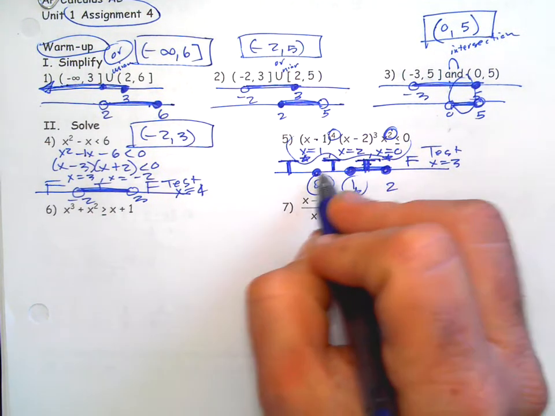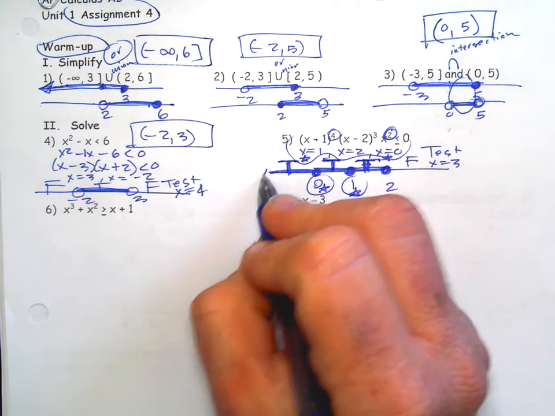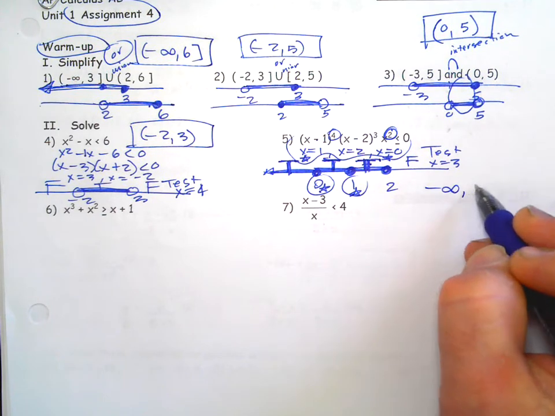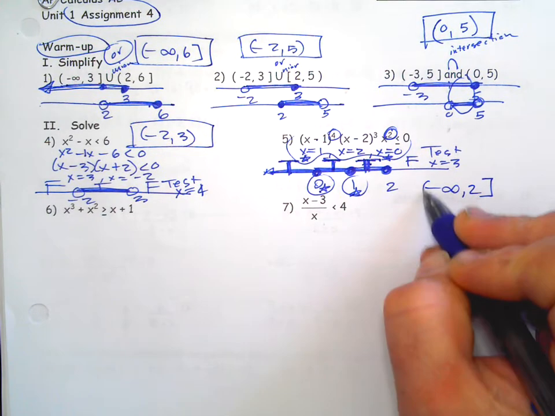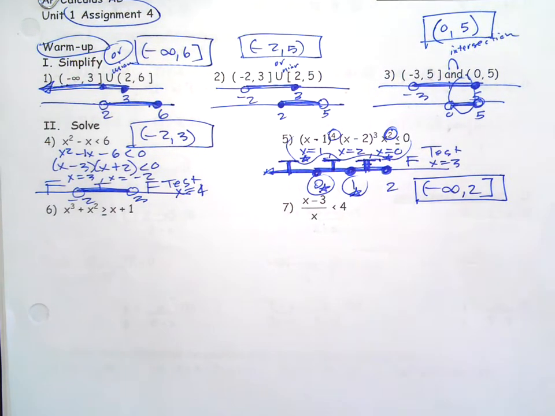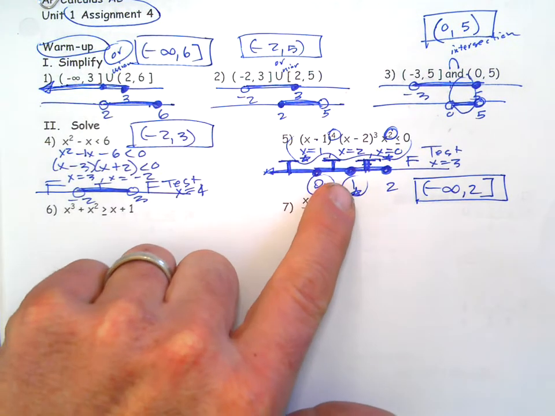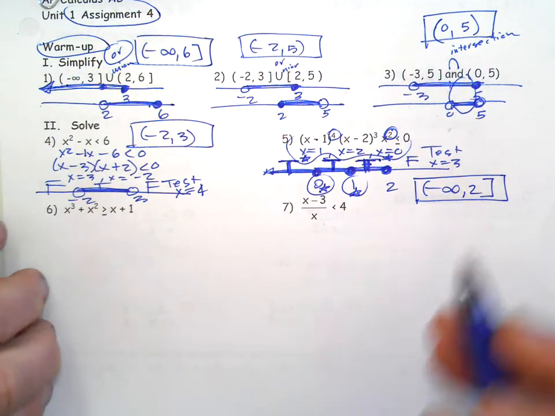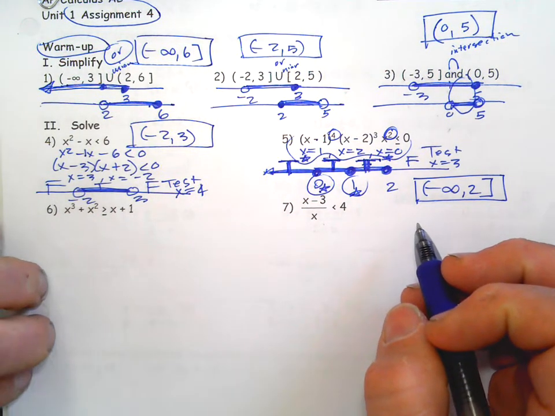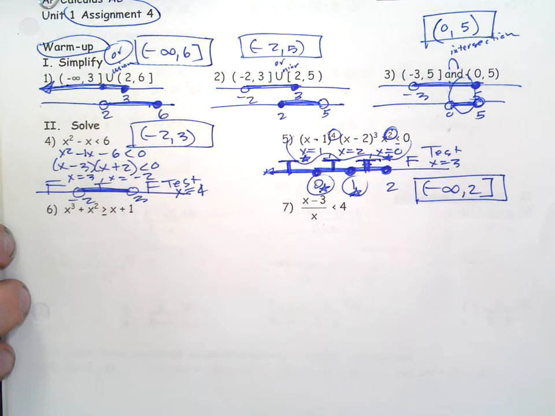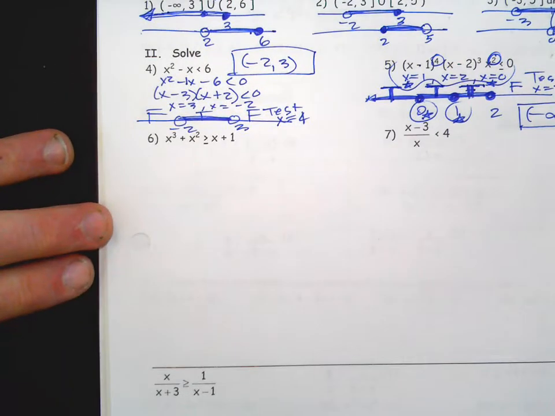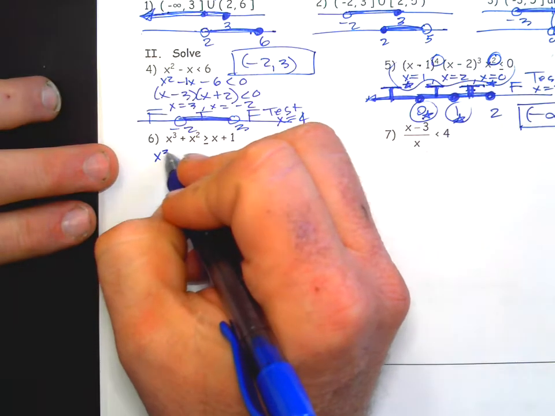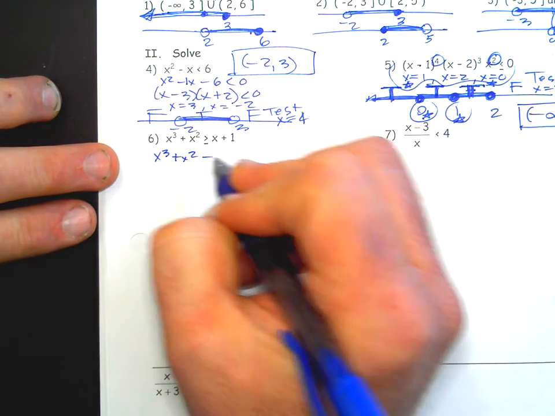So your final answer is actually just negative infinity to 2 bracket. Parenthesis on infinity always. Because you don't break it up here because those are solid dots. If they were open dots, you have to break it up. But that's your answer. So number 6, we're going to move everything to one side, equal to 0.